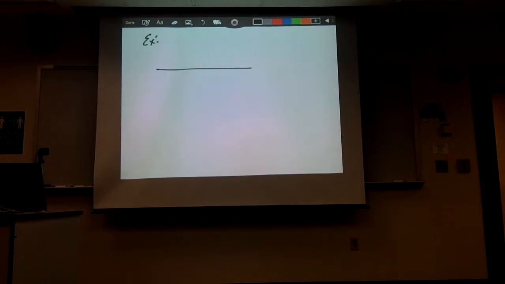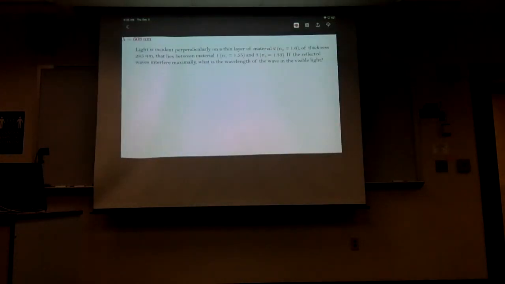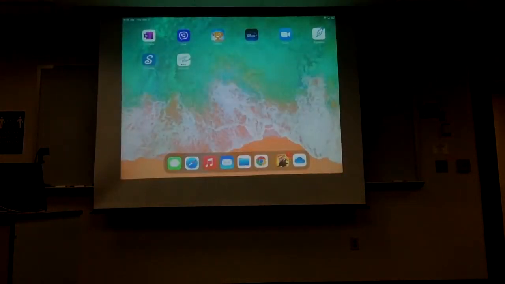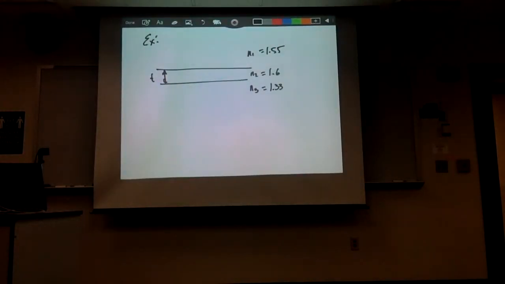So again, here what it's telling me is I have, here are my mediums. Okay, so this is my thickness. This is N1, this is N2, and this is N3. N2 we were told was 1.6, N1 was 1.55, and then N3 was 1.33, so water. 1.33. Good.